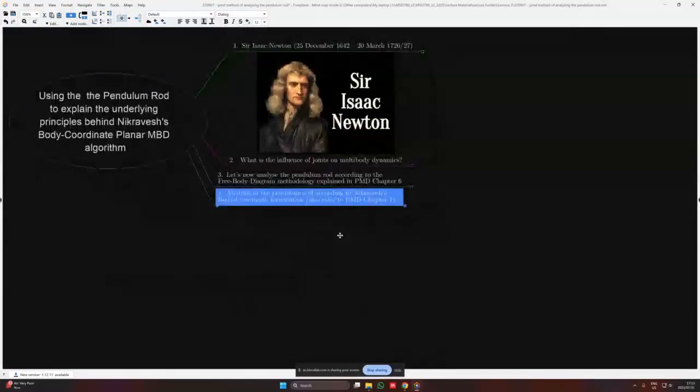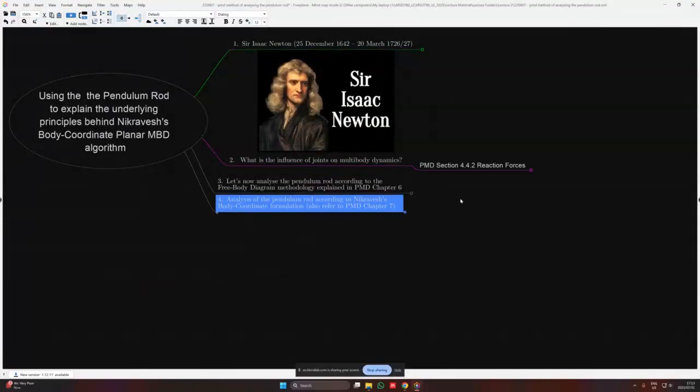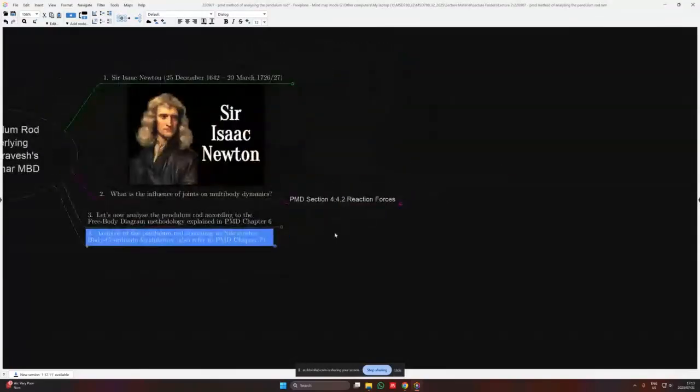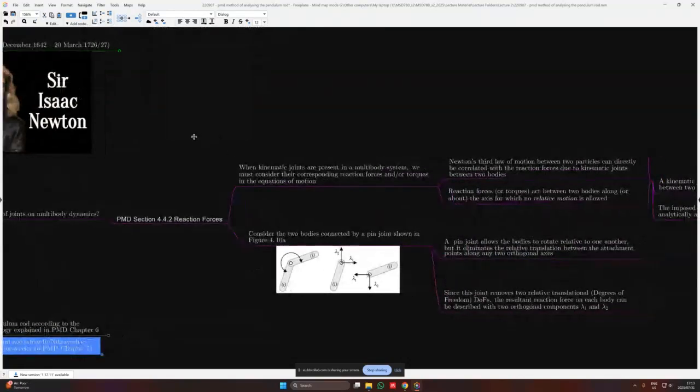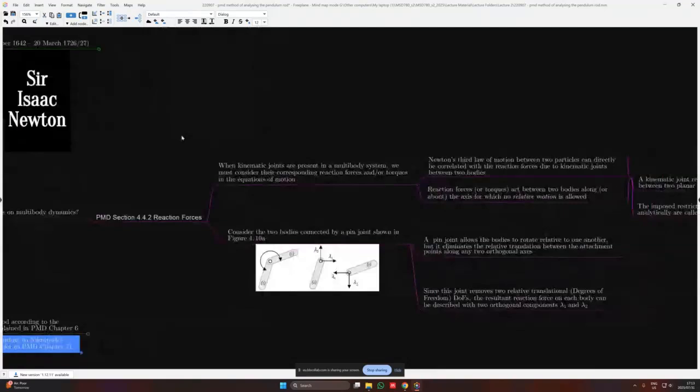And this revolves around what the influence of joints is on multibody dynamics. You'll remember from section 1, I said that this is where Newton's third law comes into play. This is elaborated on in section 4.4.2 of the PMD textbook, where we specifically look at reaction forces. So when kinematic joints are present in a multibody system, we must consider their corresponding reaction forces and or torques in the equation of motion.